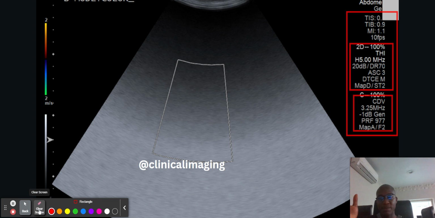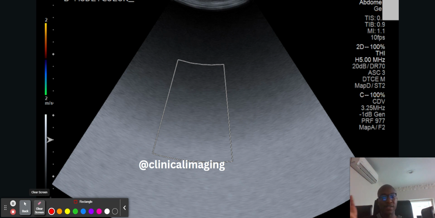So, activating color Doppler imaging on top of your existing B-mode image will add additional reading or additional information at the right side of your screen. And you need to pay attention because adjusting some parameters on that side will determine how your information is going to be presented.